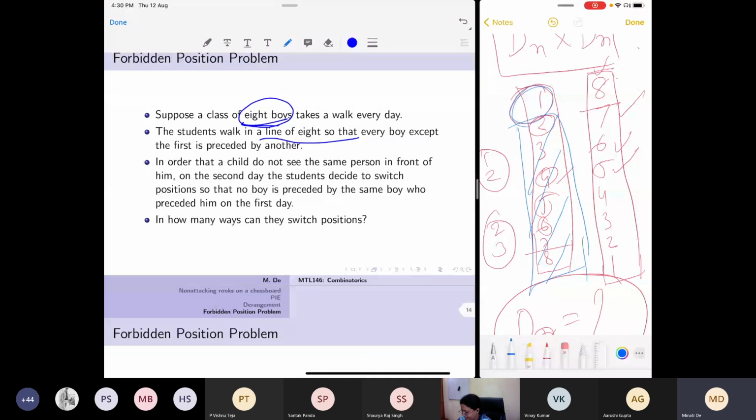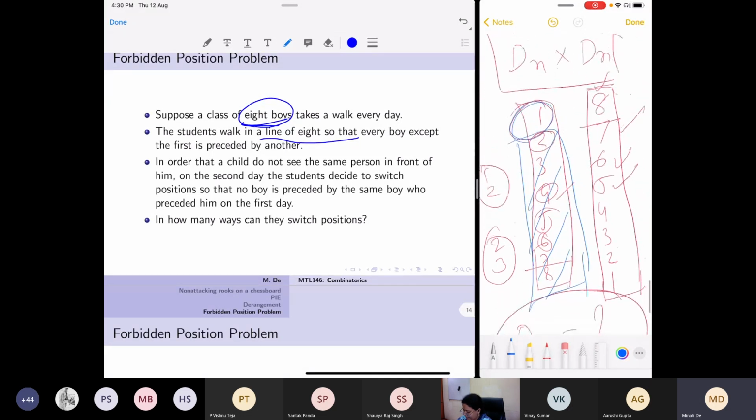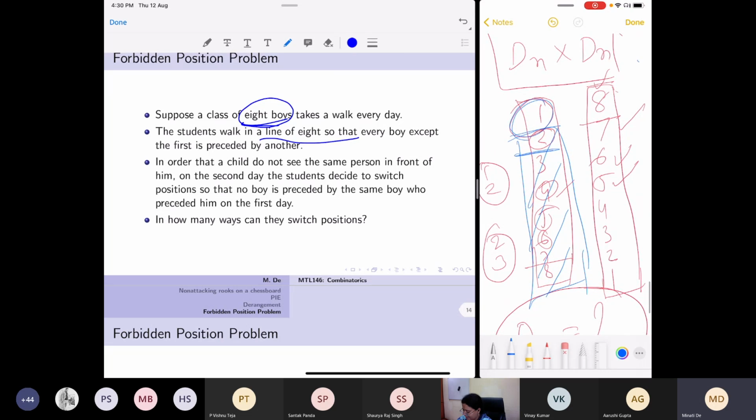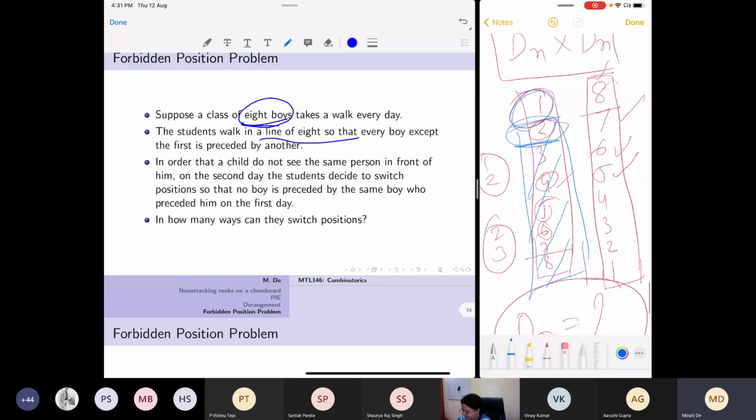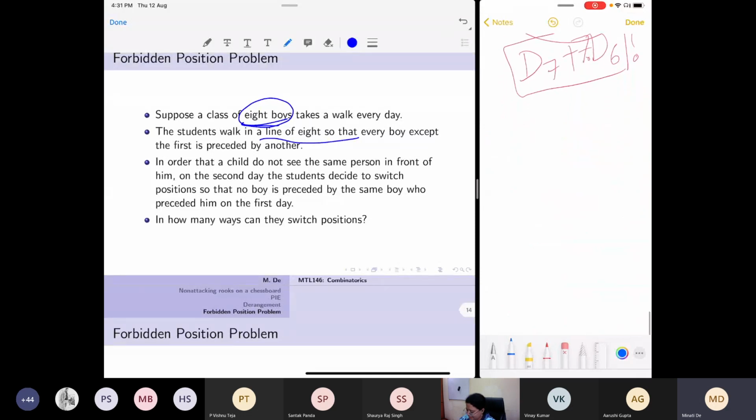So it will be D7, and after that any of the seven can be the leader, so seven times. Then without loss of generality we can assume that two is at the top, I mean leader of that. Then one can be at any place he wants, there is no issue, and the other six should be deranged. I did not get the answer clearly.